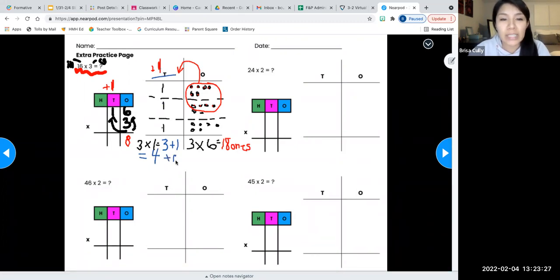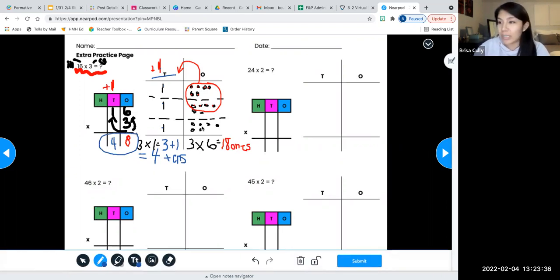If I have 4 tens in my chart, that means I have 4 tens in my vertical form. What is 16 times 3? I want to see you say it. 48. How do we feel about this?